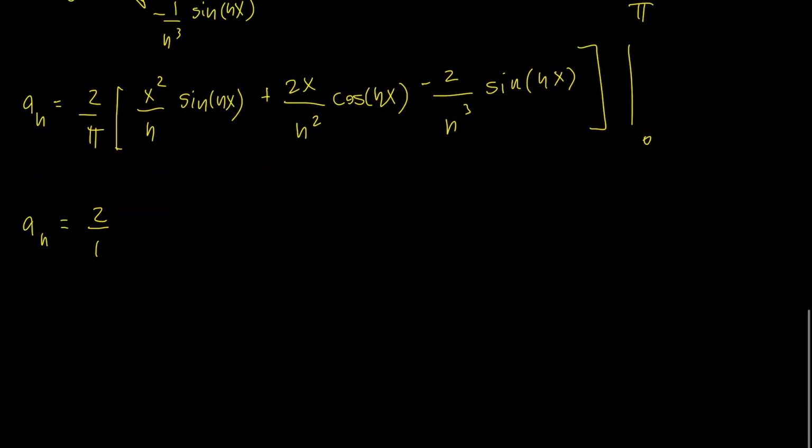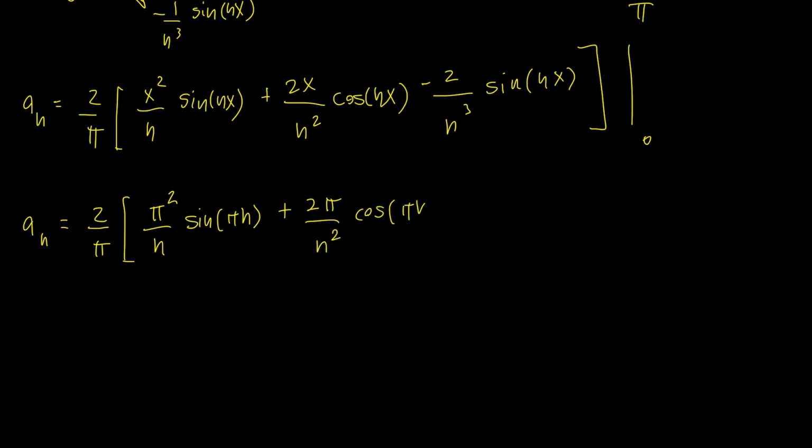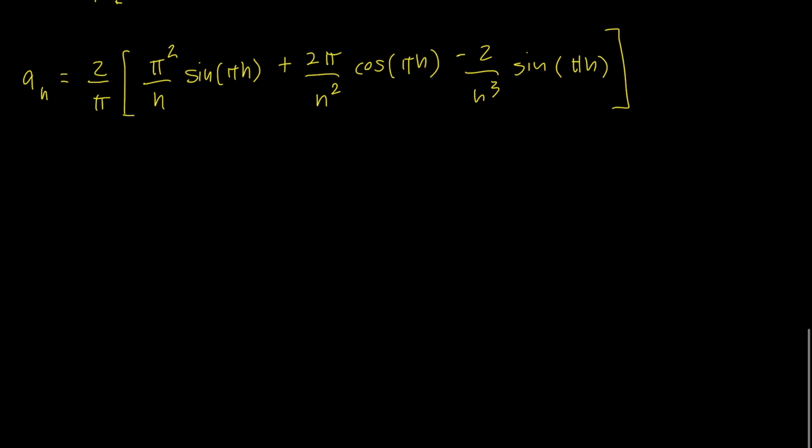So a_n equals 2 over pi, plugging in x equals pi, we have pi squared over n sine of pi n plus 2 pi over n squared cosine of pi n minus 2 over n cubed sine of pi n. And if you plug in x equals 0, all the terms will just end up canceling. So we just have this expression now.